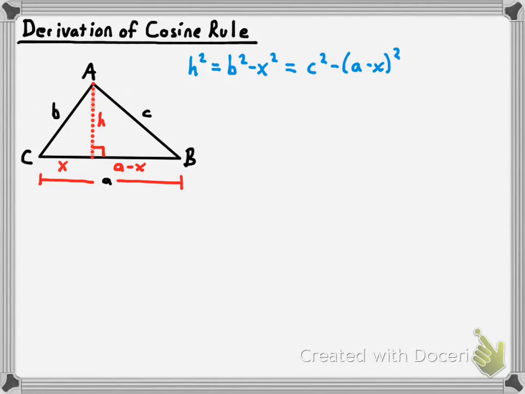We just want this formula that we're going to come up with to relate sides a, b, and c from the original triangle. All right. So that b squared minus x squared, not a lot we can do with that right now.